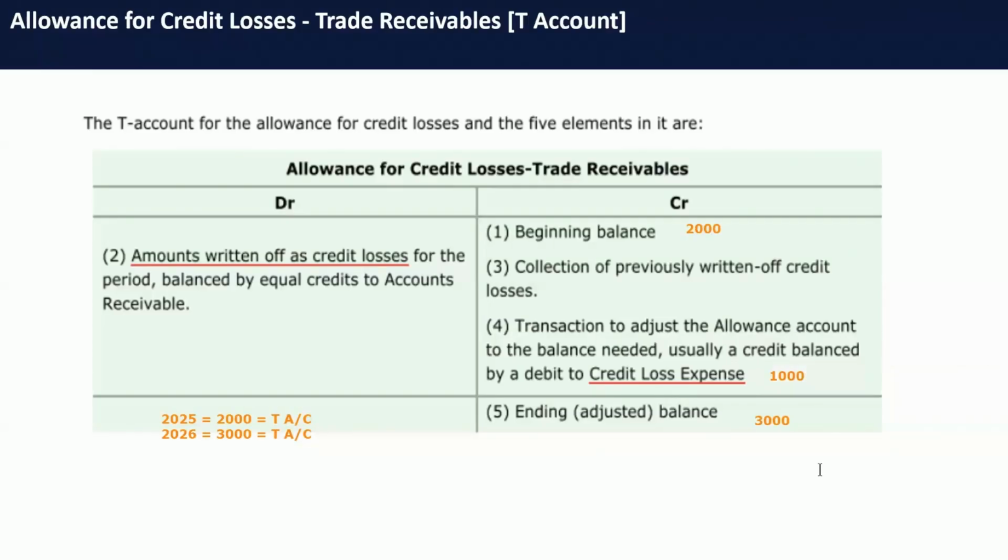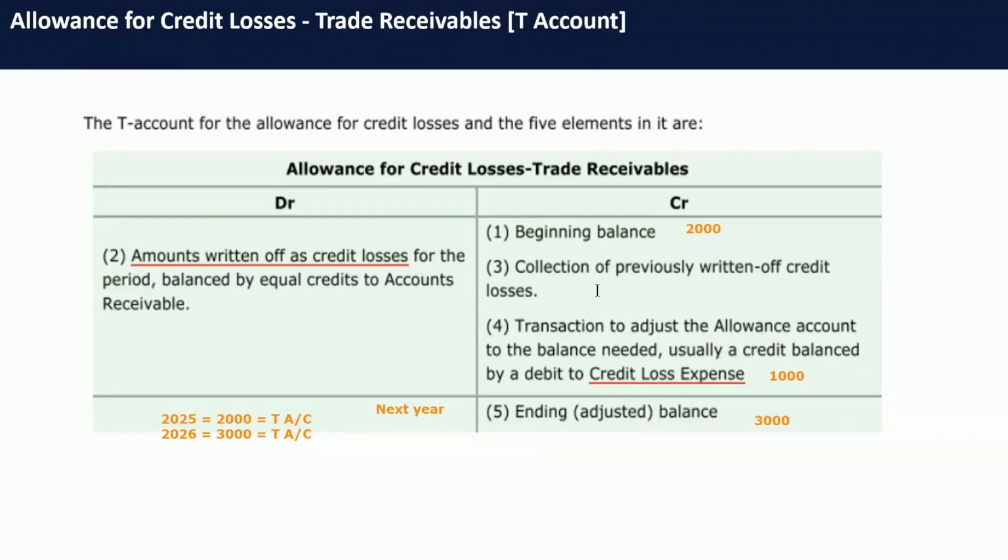Now if you adjust this properly, you can look at the math correctly, right? 2000 was your beginning balance and a 1000 increment has happened. For that, you will adjust through your credit loss expense account 1000. And that is why your ending balance will be 3000. Most of you will have the doubt how we will get the ending balance here. I'll explain how. This entry which we are making here, this fifth entry, is for next year's beginning balance.